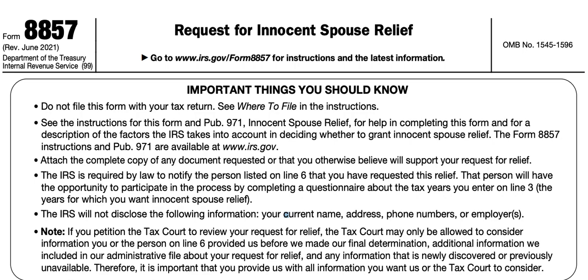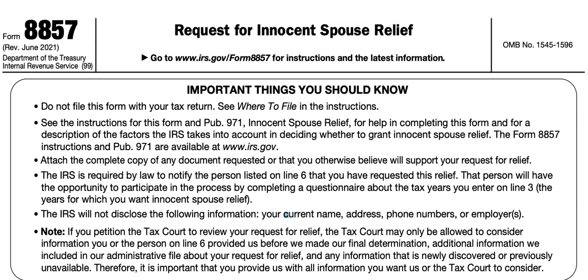Today we're going to be going over IRS Form 8857, Request for Innocent Spouse Relief. There are several parts to this tax form which we'll go over momentarily, but I did want to take a moment to highlight some of what the IRS considers to be important things that you as a taxpayer should know. So first, do not file this form with your tax return.